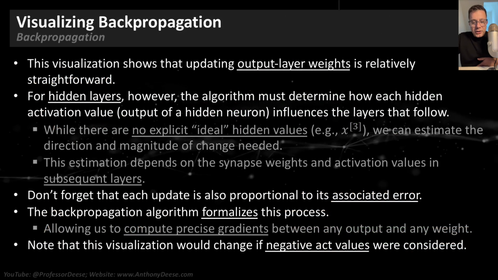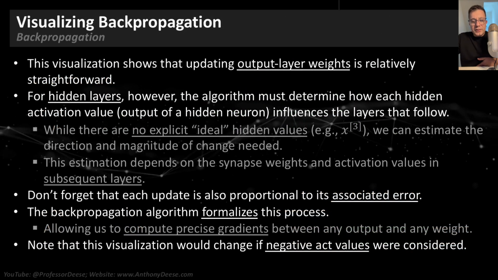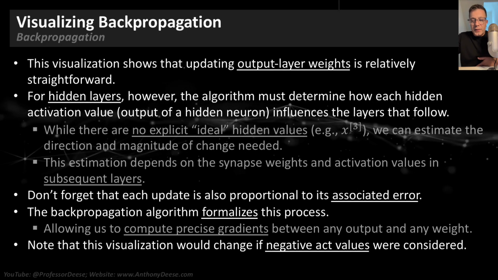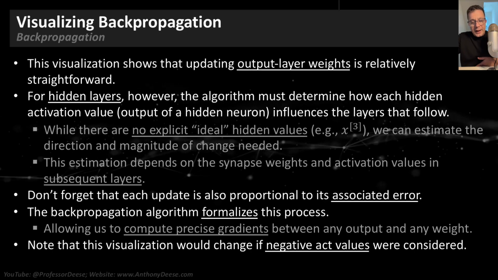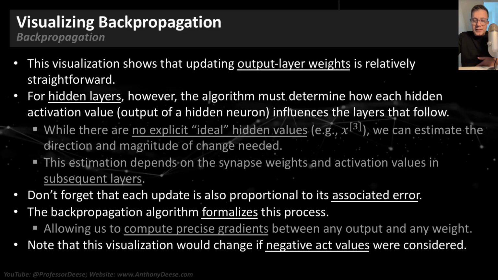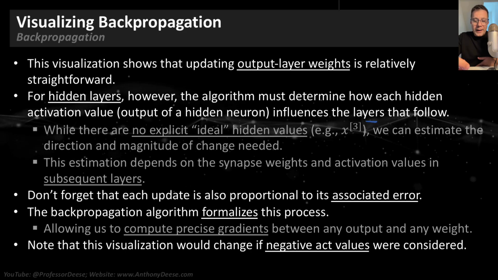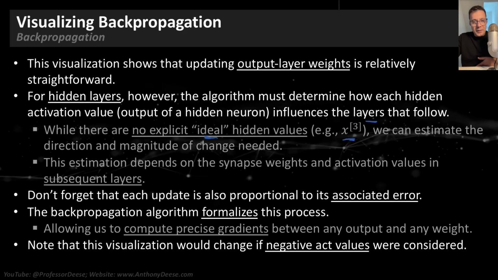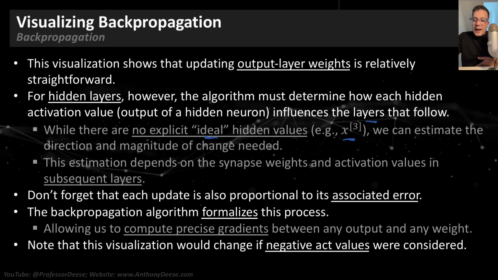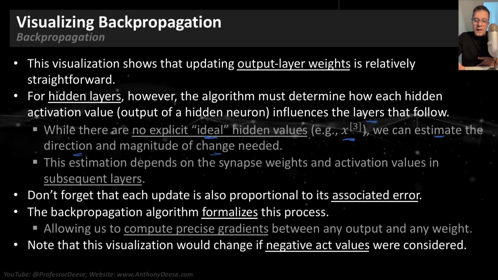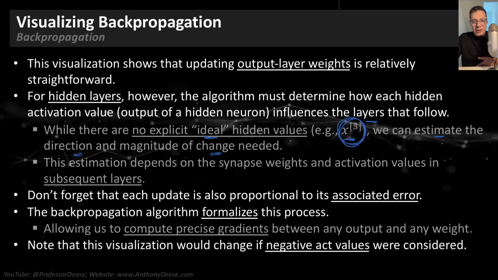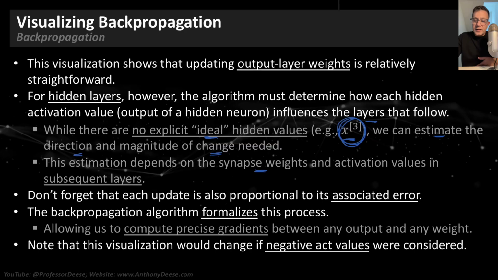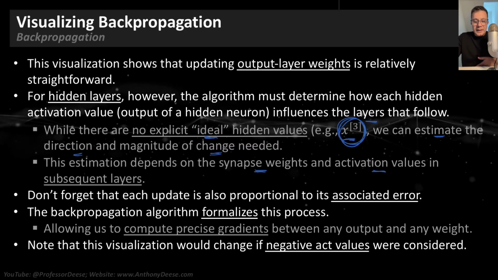The visualization that we just presented shows that updating the output layer synapse weights is relatively straightforward. For the hidden layer, however, the backpropagation algorithm must determine how each hidden layer activation value or state influences the layers that follow it. While there are no explicitly ideal hidden values, there's no ideal value for x3 that we can take from the training data set, we can estimate the direction and the magnitude of the change needed, or the ideal change associated with x3. This estimation depends on the synapse weight values and the activation or the state values in subsequent layers.